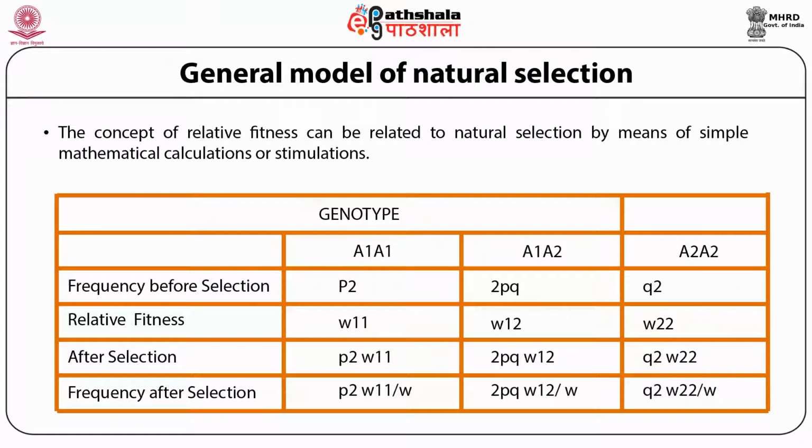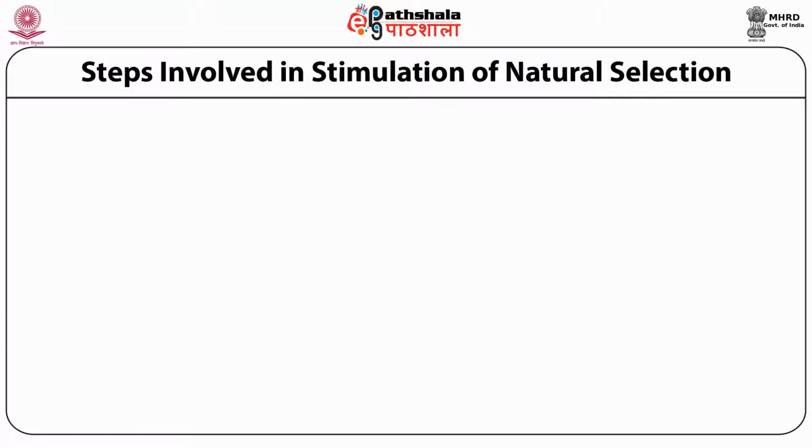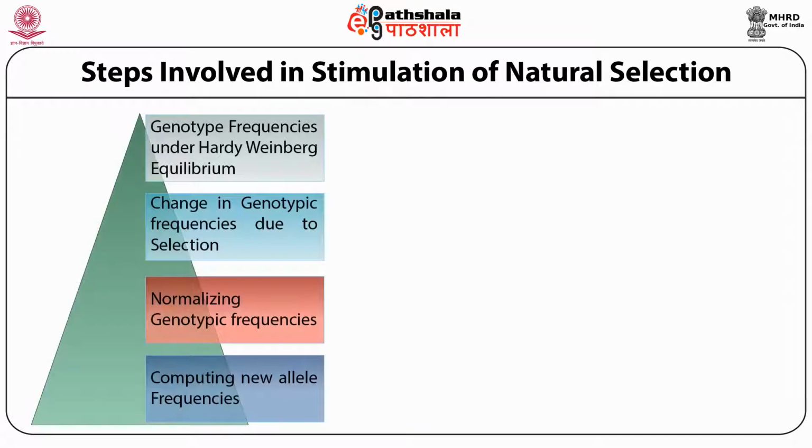W22 divided by W bar. For further understanding of this phenomenon, p and q indicate the frequency of alleles A1 and A2 in the present generation, whereas W bar symbolizes the mean fitness, which is the sum of all genotypes after selection. Now let me explain the steps involved in the simulation of natural selection.